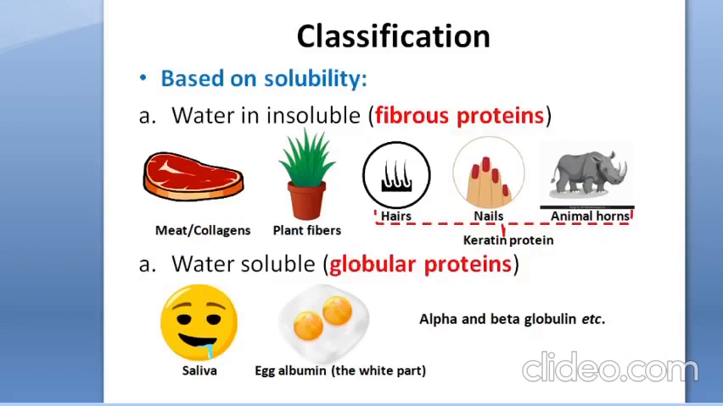Next is the classification of protein. Based on physicochemical properties, proteins may be classified into two groups. First, water insoluble proteins, also known as fibrous proteins. Examples are meat, collagens of muscle, plant fibers, and keratin protein, which basically makes our hair, nails, and horns and hoofs in animals. All these are fibrous forms of proteins and are water insoluble in nature. Then come water soluble proteins, which are mostly globular proteins. Saliva, egg albumin, and alpha and beta globulins are examples of water soluble proteins.